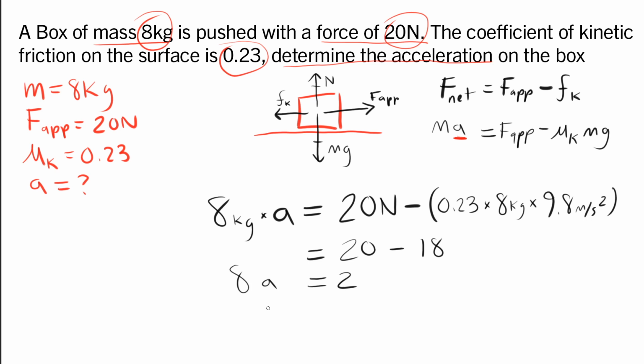We move that 8 over. A is going to be equal to 2/8, which is the same thing as saying that in this case, acceleration is equal to 0.25 meters per second squared. Now, does this jive with what we expect? Does this fit with our expectation?